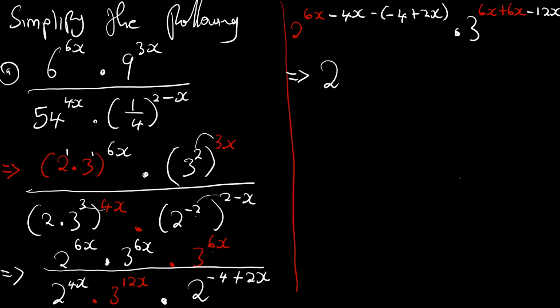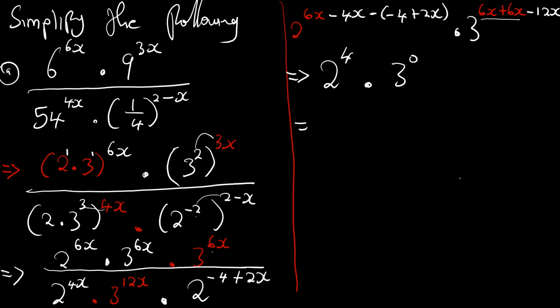Let me start by writing the base 2. 6x minus 4x, we're going to get 2x. Then this one is going to be minus 2x. So 2x minus 2x, we're going to get 0. Then negative times negative is positive, so we'll be having positive 4 as our exponent there. Those are the methods of simplifying. Again, here 6x plus 6x is going to give us 12x. Minus 12x is going to be 0. So we'll be having 3 to the exponent of 0.